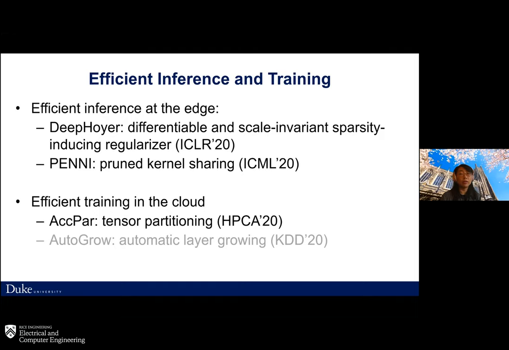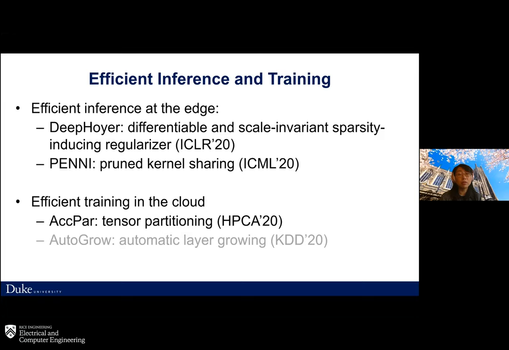On the training side, we mainly focus on training in the cloud. In common practice, we have to have a lot of servers or accelerators to enable faster training. ECPAR is a software and hardware combined approach that discusses how to partition the tensor across different layers so that training can become more efficient and faster. Since it relates to the hardware, the work was submitted to HPC.